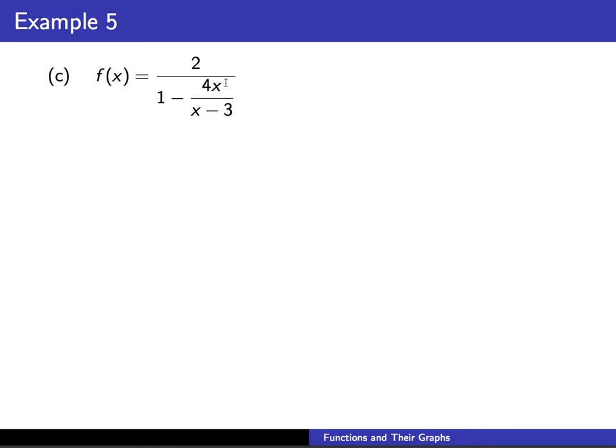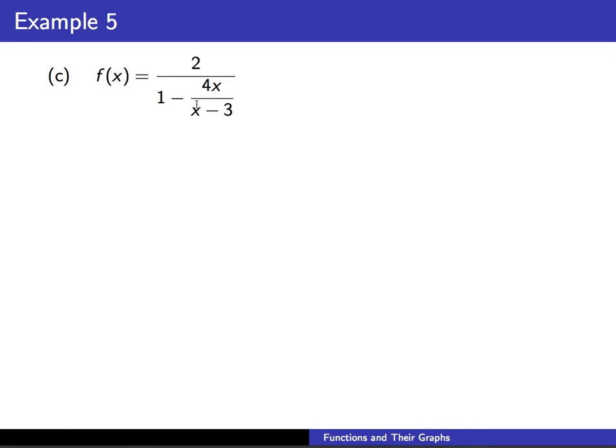All right, part C, we have a complex fraction: 2 over 1 minus 4x over x minus 3. We'll be reviewing quite a bit of concepts from your prior math classes in here as well. Complex fractions are nothing more than fractions within fractions. We see a total of two fraction bars, and if it has more than one fraction bar, it's a complex fraction.